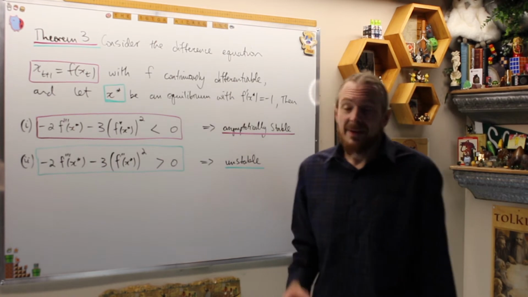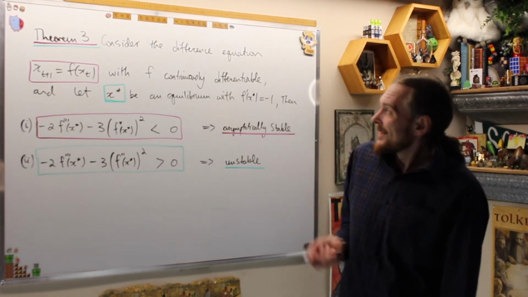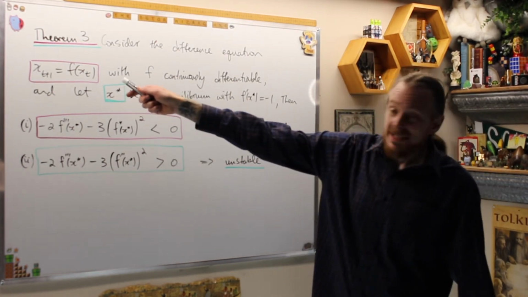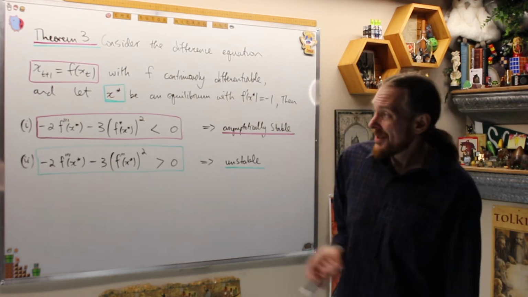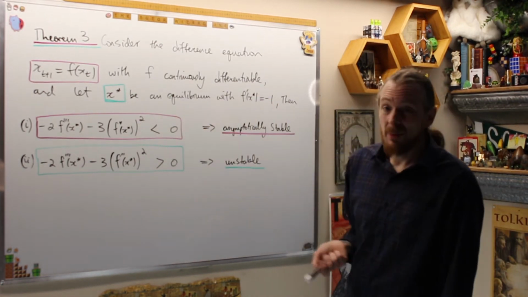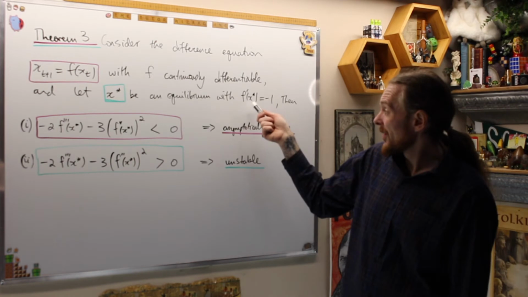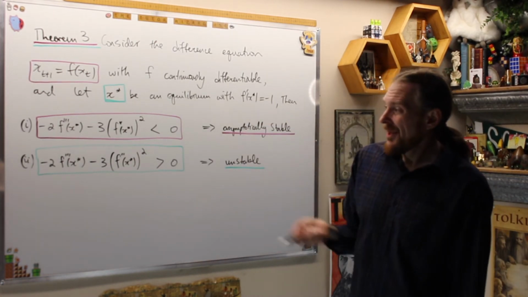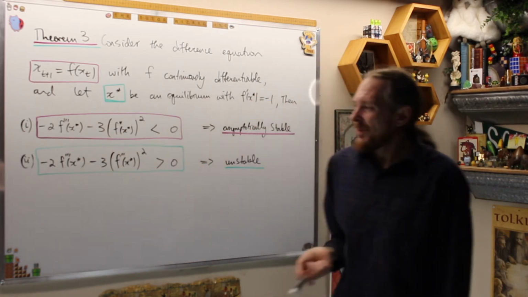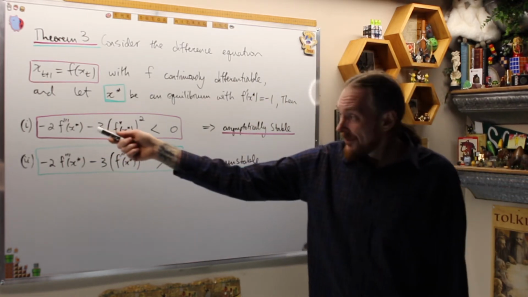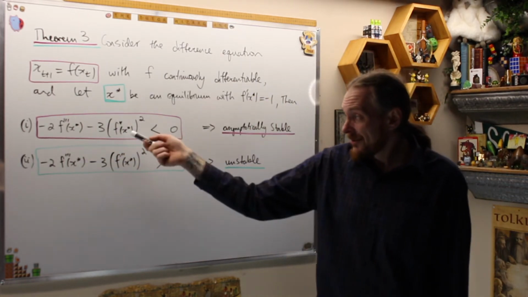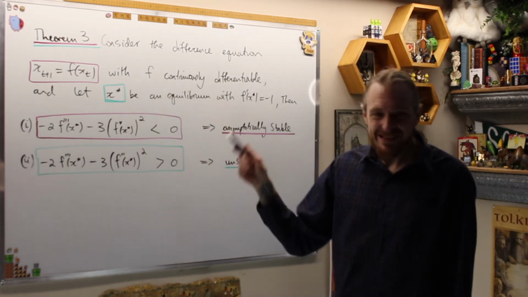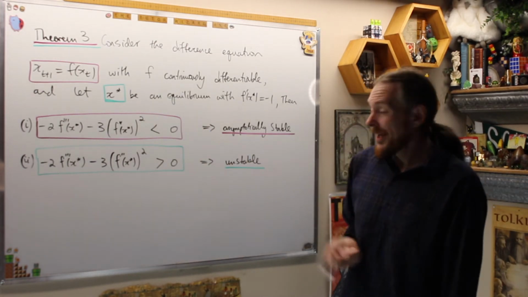All right, our third and final result of this video is going to be: consider the difference equation x_{t+1} equals f of x_t, and now it's continuously differentiable. X star is an equilibrium point, but now we have the first derivative at x star is equal to negative 1. Then we have this weird thing, which is negative 2 times the third derivative, minus 3 times the second derivative squared. If that thing happens to be less than 0, we get asymptotic stability.